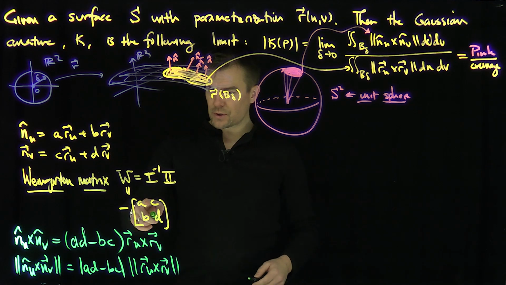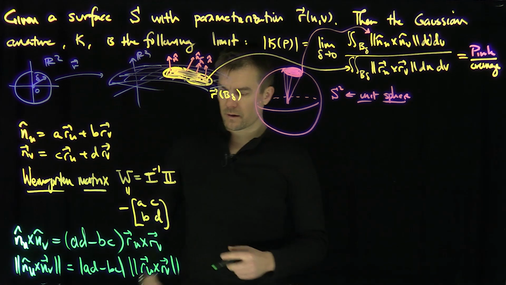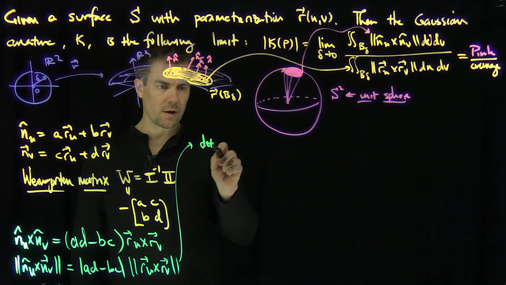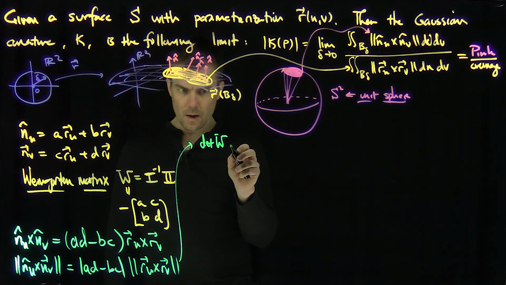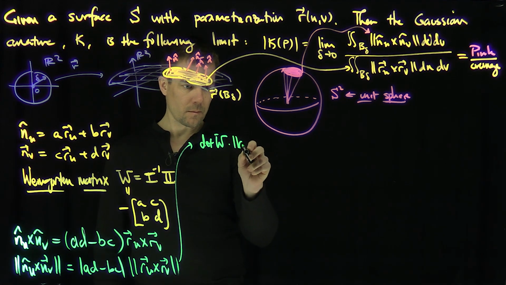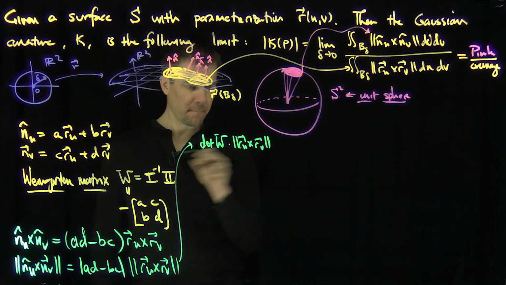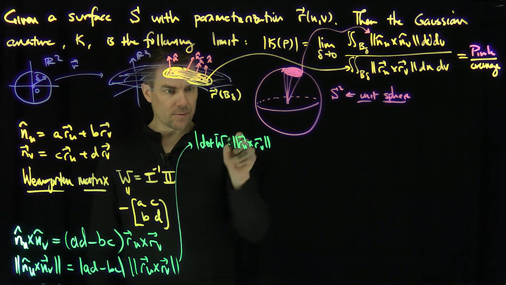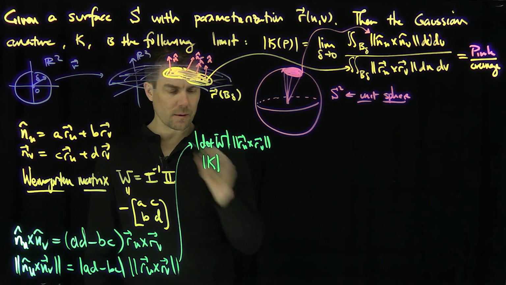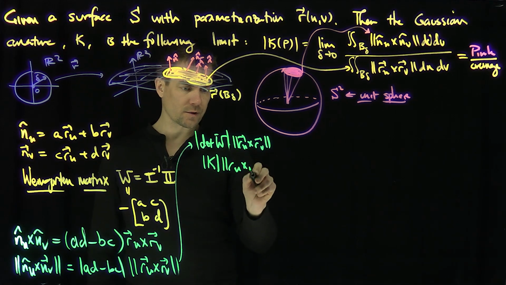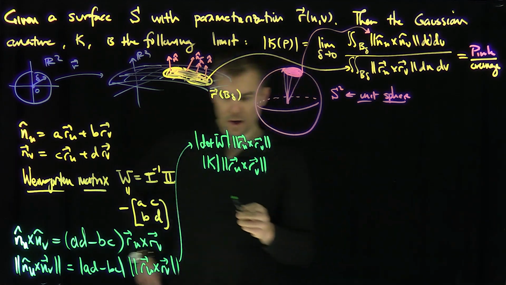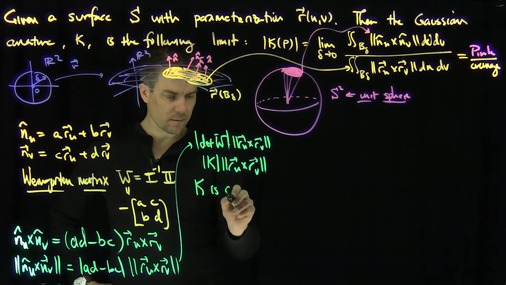Of course, AD minus BC is just the determinant of this matrix, the determinant of the Weingarten matrix. So this expression is exactly equal to the determinant of the Weingarten matrix times the length of R_U cross R_V. And the determinant of the Weingarten matrix is the curvature, up to an absolute value. So this is the absolute value of the Gaussian curvature times the length of R_U cross R_V. Beautiful. And we know that the curvature, kappa, is a continuous function.